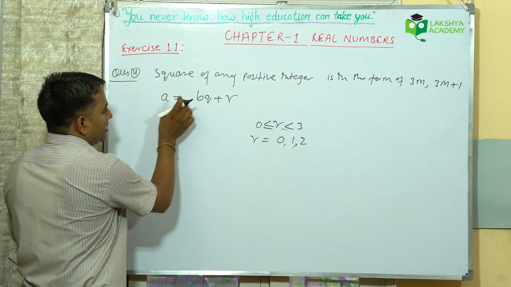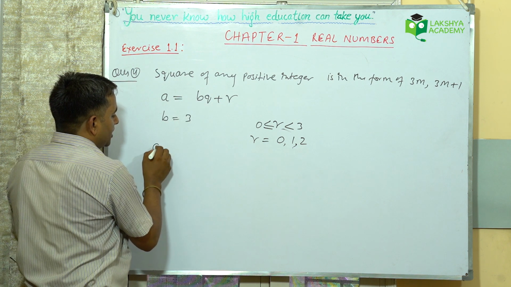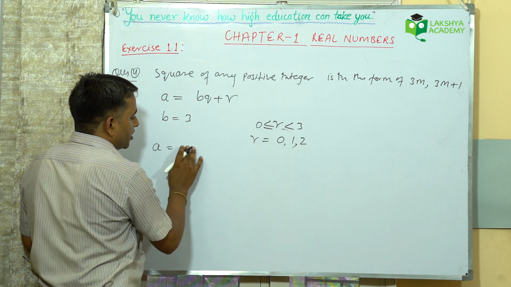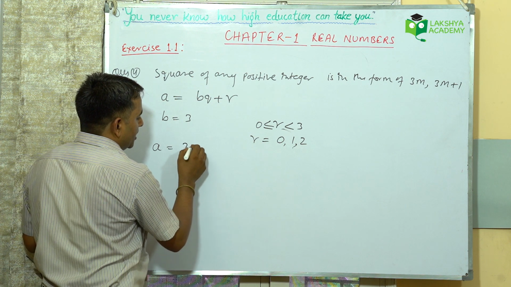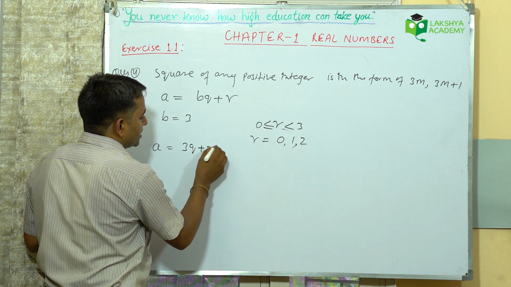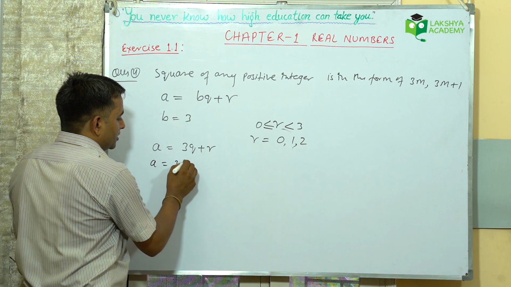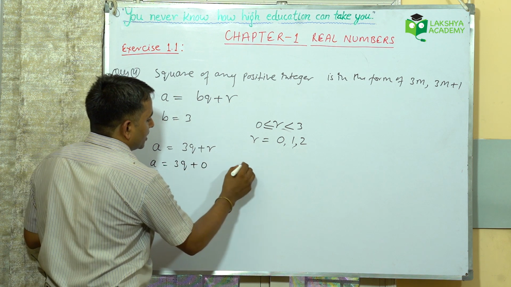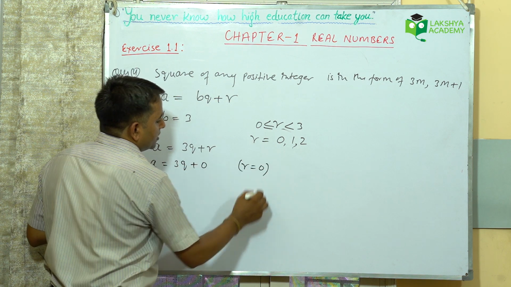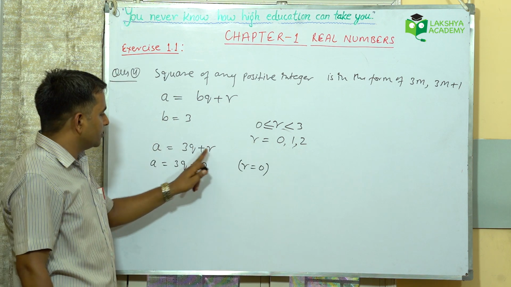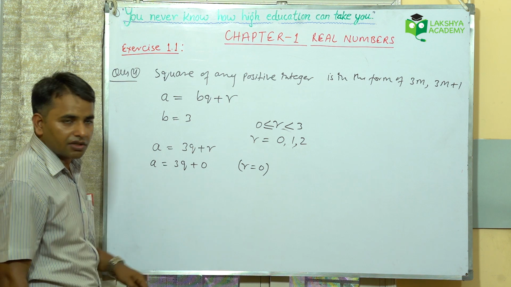So now just following this division lemma, a equals bq plus r, so in place of b, write 3q plus r. So for a equals 3q plus 0, taking r equals 0. So for r equals 0, this expression will reduce to 3q plus 0.